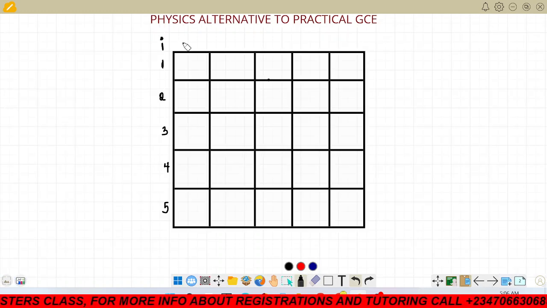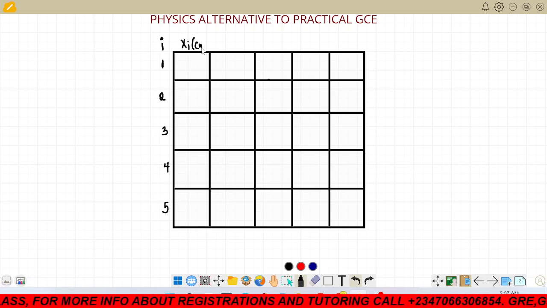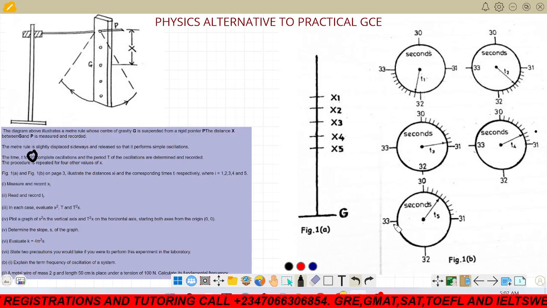So I'm going to write xi, which is in centimeter. You can see I'm putting that. And the next thing is ti, which is time, in seconds, so not in hour. So that's been that. Then I go back here.